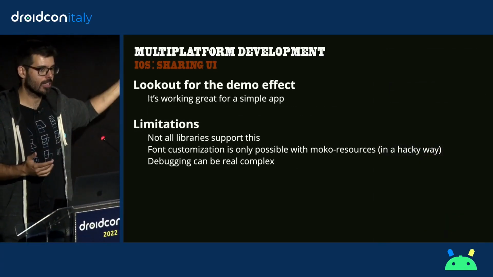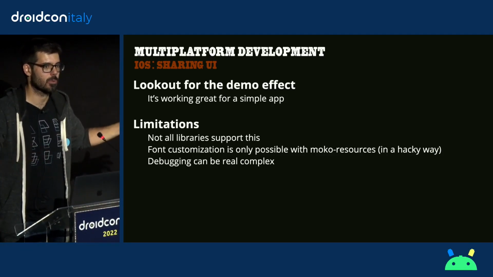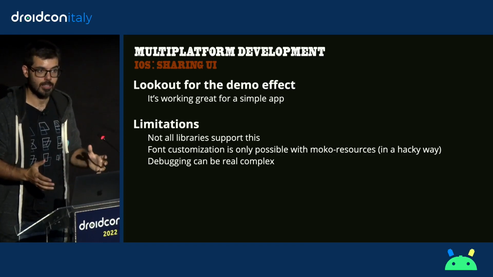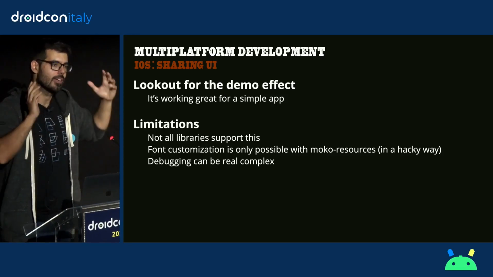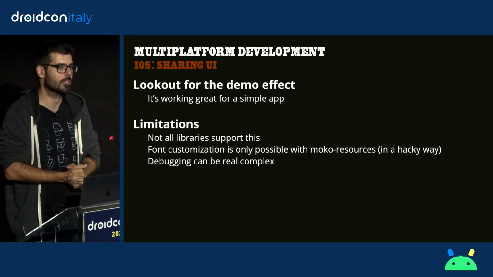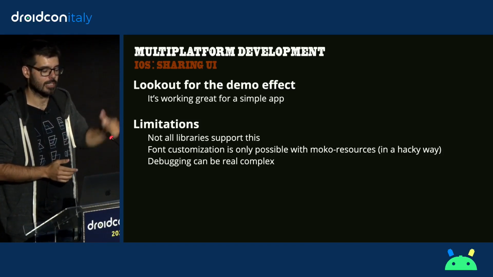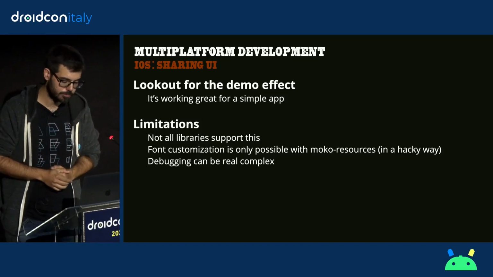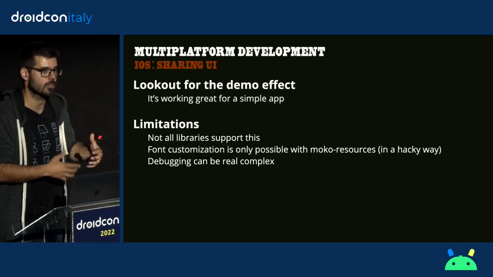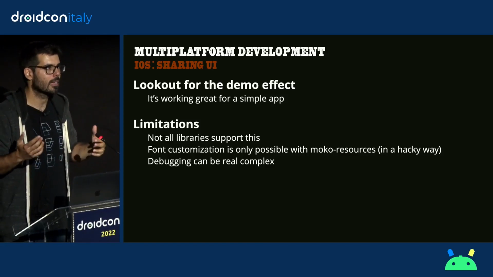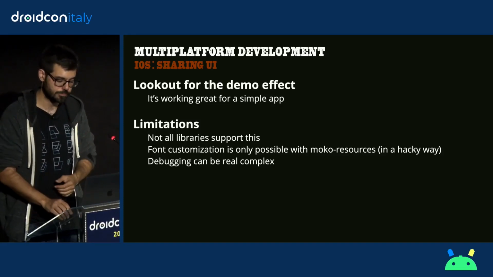Once again, look out for the demo effect. I know that it seemed shiny, but I had a couple of headaches in the beginning just to have everything together. So it's working for this demo and another one that I did, but I spent a couple of nights trying to understand some pains, especially the one that I linked with the copy resource not working. Not all libraries support this. Font customization, for instance, is only possible if you use Moko resources. So a lot of things are only possible if you use Moko resources, but the cool thing is, it works.